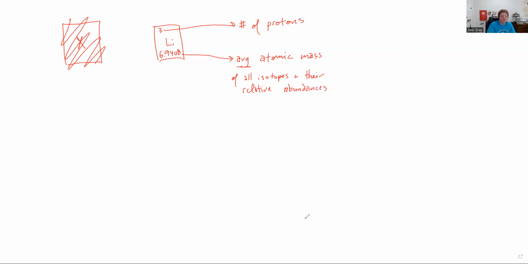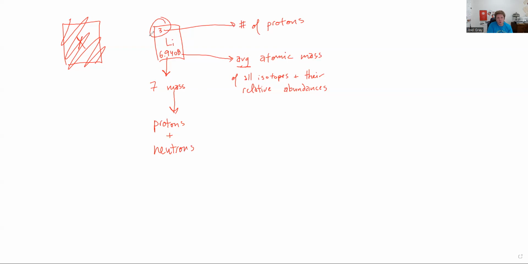So what you might see from time to time is somebody might take this average atomic mass of 6.9408 and say, I'm going to round that to about 7. And that would give you a mass number. The idea there is that there's one isotope of lithium that has a mass of 7. That 7 is going to be equal to protons plus your neutrons.